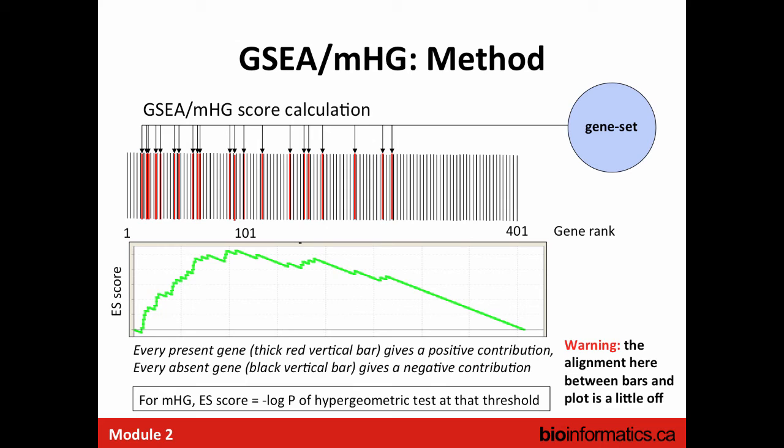So this is the negative log to the base 10 of the p-value of the hypergeometric test. I'm going to call that the ES score. And the reason I'm calling that the ES score is I'm going to connect this test with the GSCA test, which uses something called the ES score.